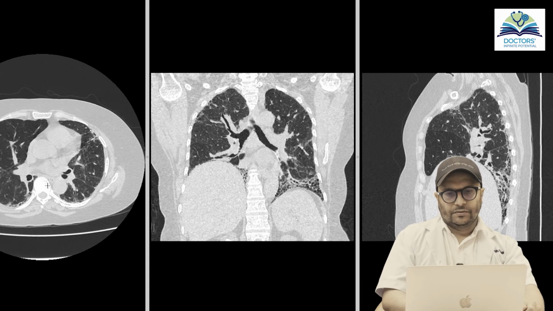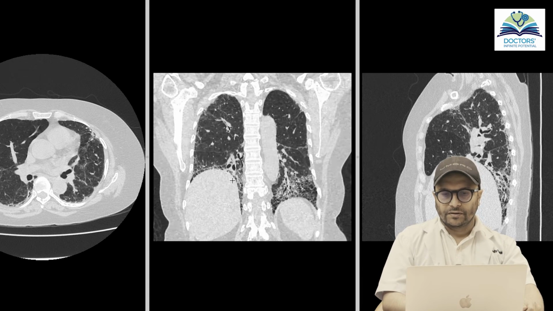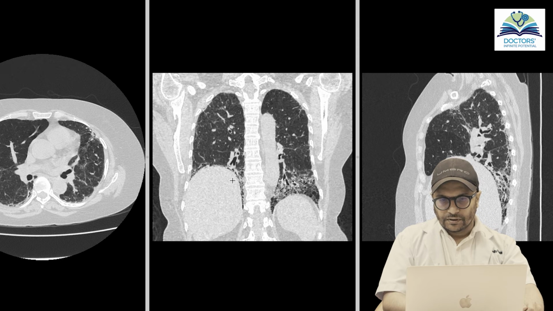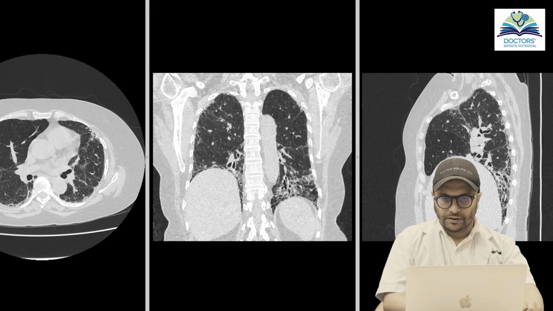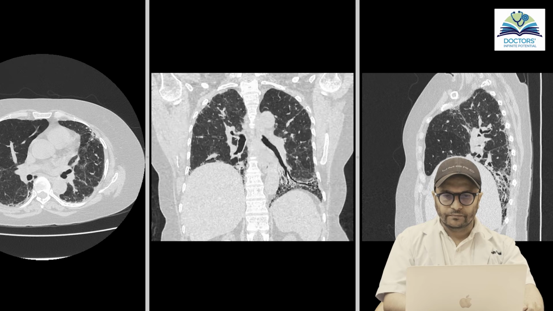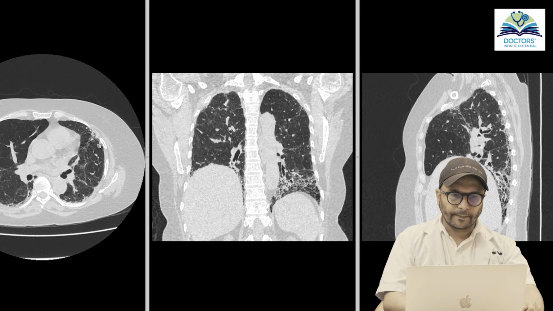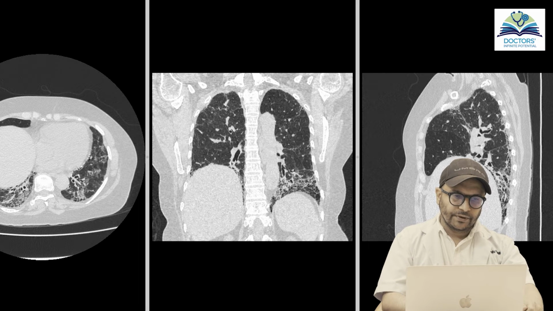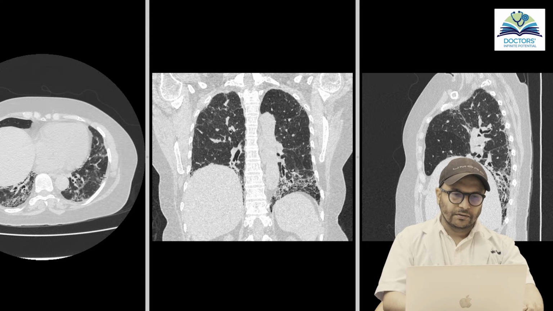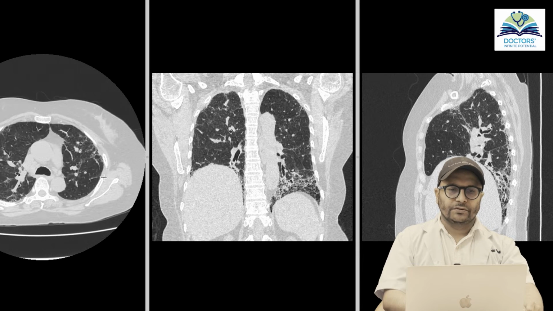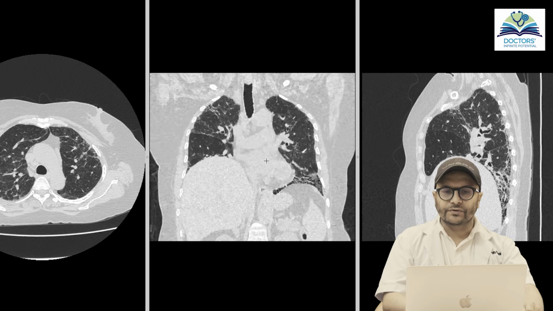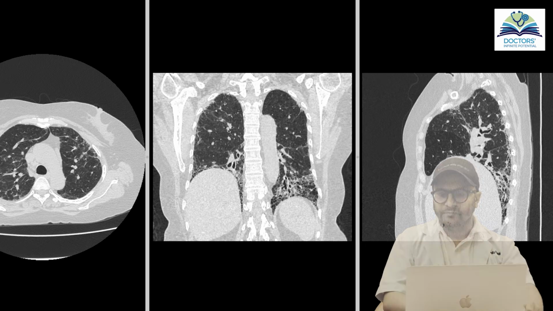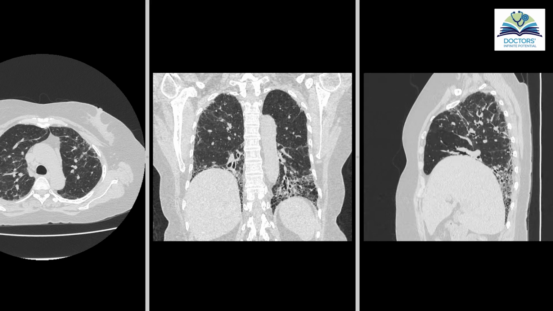So this is a coronal image where we can appreciate traction bronchiectasis with surrounding area of fibrosis, severe area of lung fibrosis in bilateral lower lobe. Honeycombing, predominantly peripheral in location, in subpleural region. So this is a classic case of usual interstitial pneumonia, UIP, a part of interstitial lung disease.